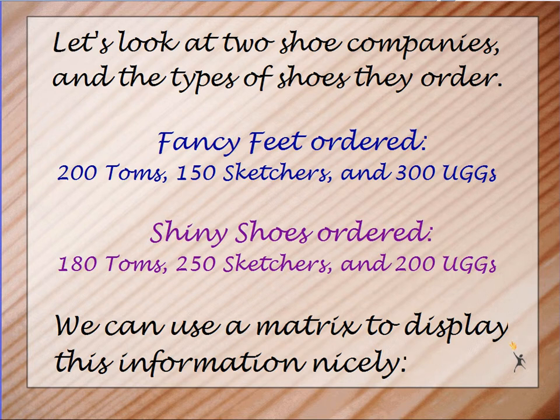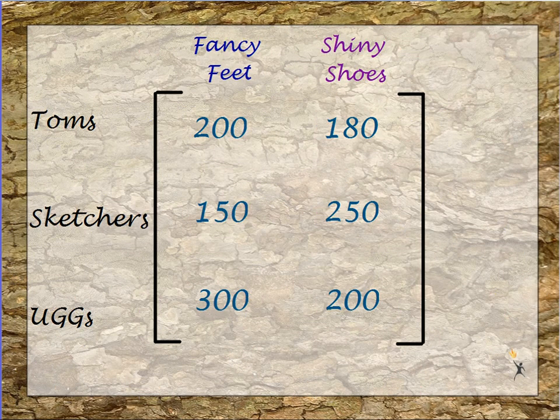So, for instance, let's take a look at two shoe companies and the types of shoes that they order. We have a company called Fancy Feet who ordered 200 Toms, 150 Skechers, and 300 Uggs, and a company called Shiny Shoes that ordered 180 Toms, 250 Skechers, and 200 Uggs. We can use a matrix to display all of this information for both stores.